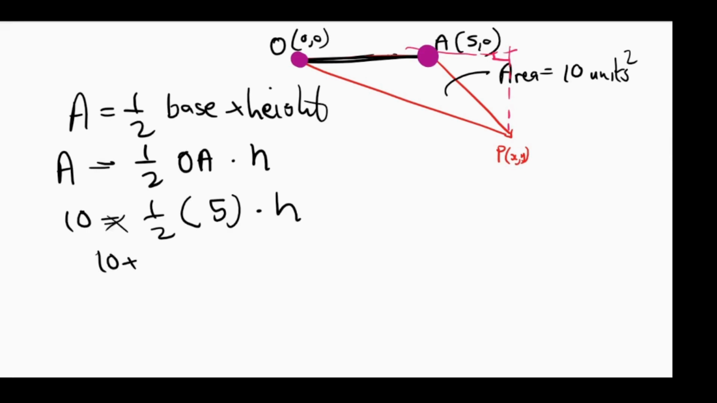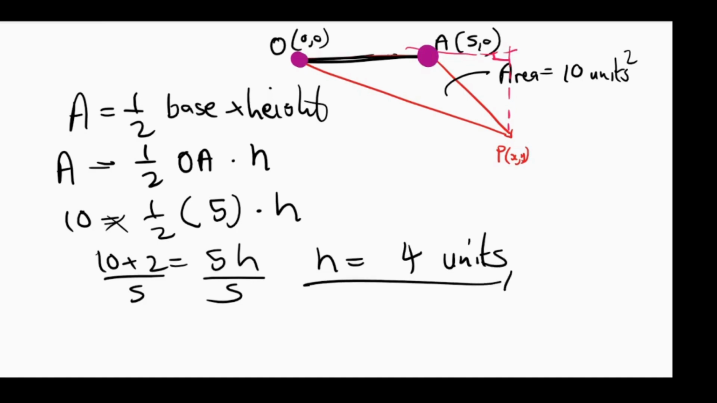We have 10 times 2 equals 5H. Divide by 5 on both sides. We have H being equal to 4 units, right? So our height is equal to 4 units.